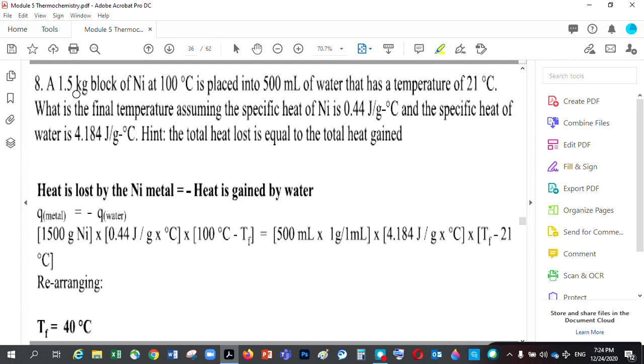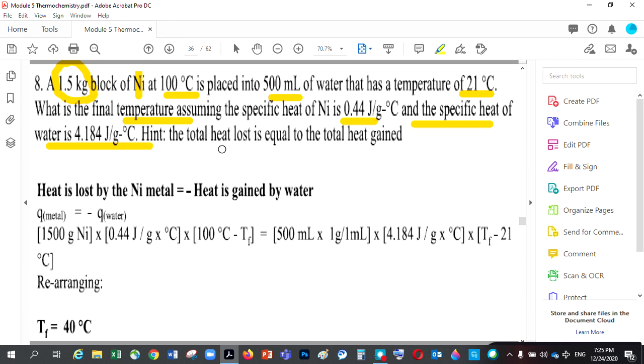A 1.5 kilogram block of nickel at 100 degrees Celsius is placed into 500 mL of H2O. So we have a block of metal nickel, its mass is 1.5 kilograms, and we have to watch because specific heat is always in grams. So we have to watch for the kilograms here. This is the initial temperature of this metal, placed in 500 mL of H2O. The initial temperature of H2O is 21. What is the final temperature, assuming the specific heat of nickel is 0.44 joule per gram degree Celsius? And the H2O specific heat we know by now is 4.184 joule per gram degree Celsius.